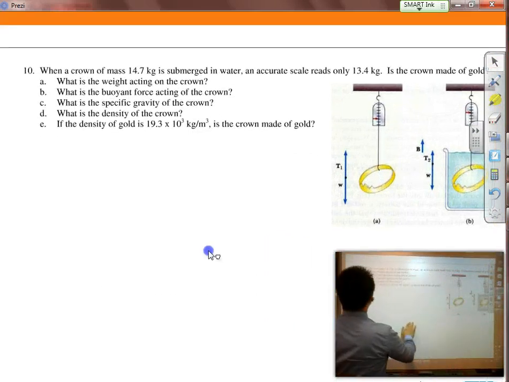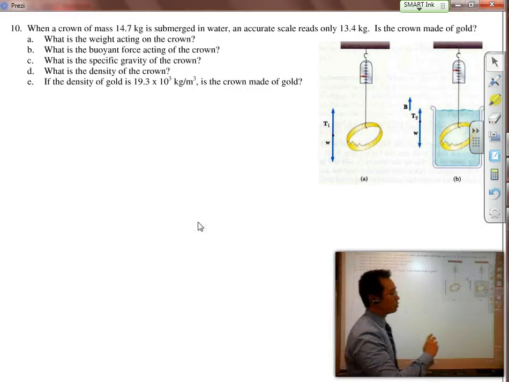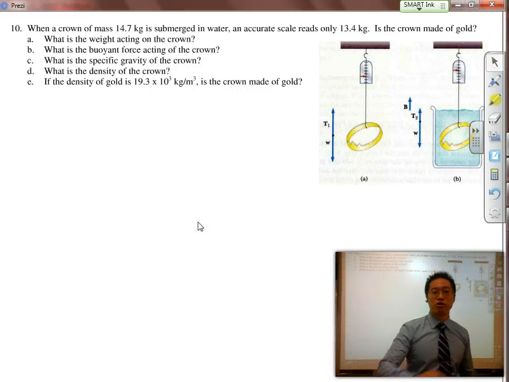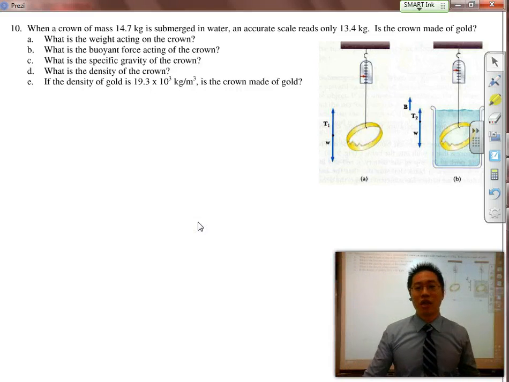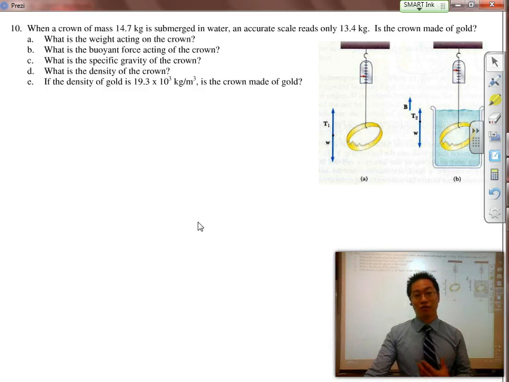Okay. So we have a crown with a mass of 14.7 kilograms. It was submerged in water, and when it was submerged, a scale that's attached to the crown says that it now only has a mass of 13.4 kilograms. Now, did the mass of the crown actually change? No. The scale is just giving a reading of basically the tension force.